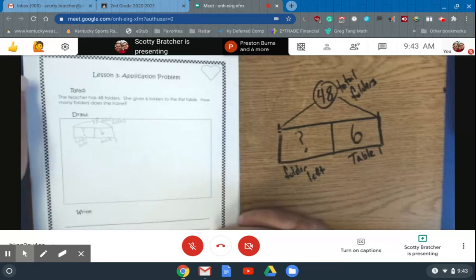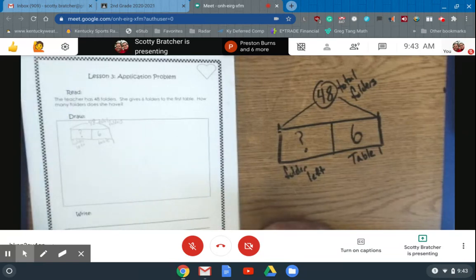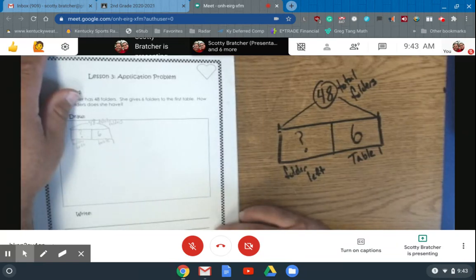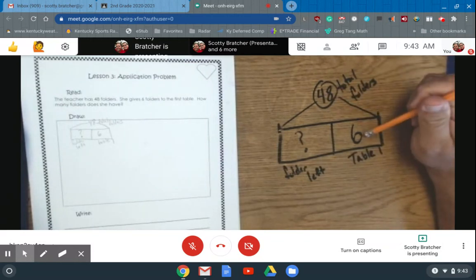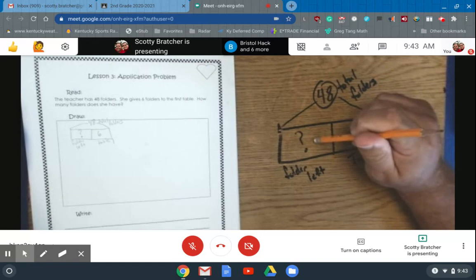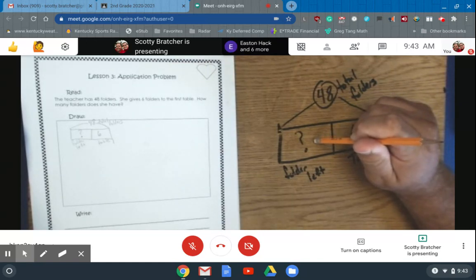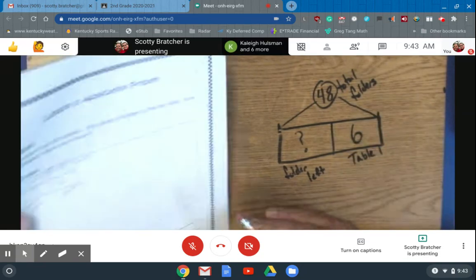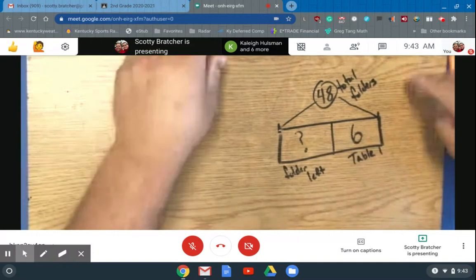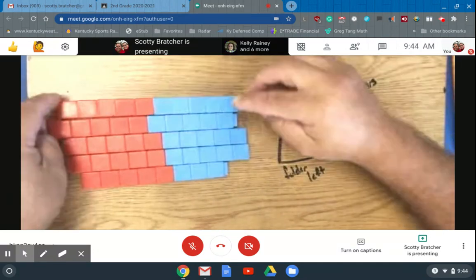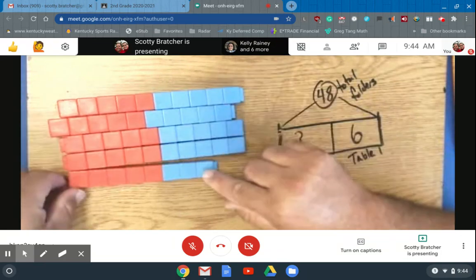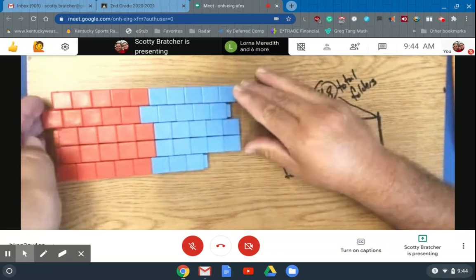And now Easton told me that I need to subtract. And he's exactly right. Anytime that I have the total and one of the parts and I've got to find the other part, I'm going to subtract. So I'm going to move my paper out of the way so we've got some room. I'm going to bring these back down here. All right, I've got 10, 20, 30, 40, 48.